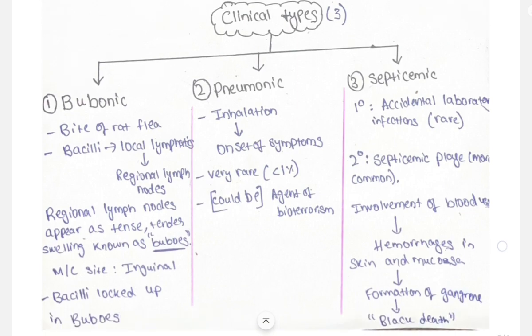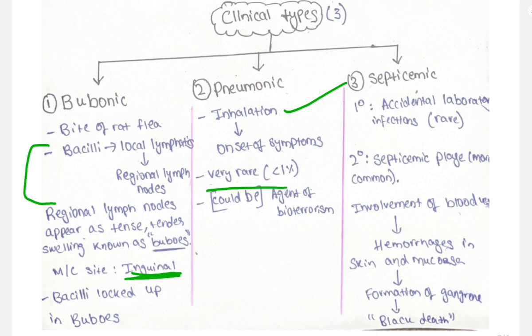Then we had three clinical subtypes: the bubonic, pneumonic, and septicemic. In septicemic, there were massive hemorrhages under the skin, therefore it was called the Black Death. The formation of gangrene also occurs in septicemic. And in bubonic, we had the formation of buboes, where the most common site was the inguinal lymph nodes. And pneumonic, we know it's related to lungs, so obviously inhalation, and it's very rare. However, both septicemic and pneumonic could be used as agents of bioterrorism.